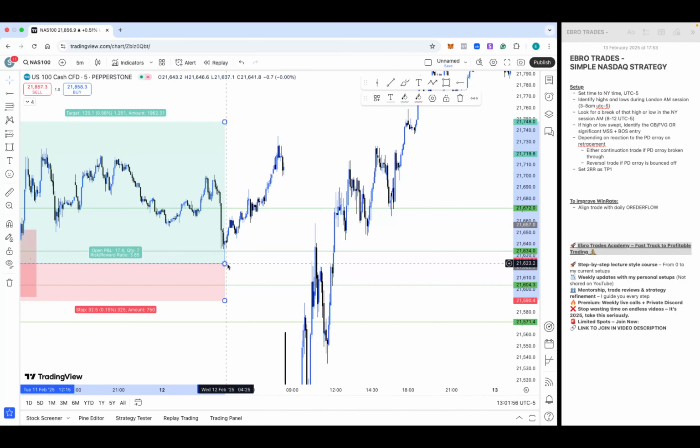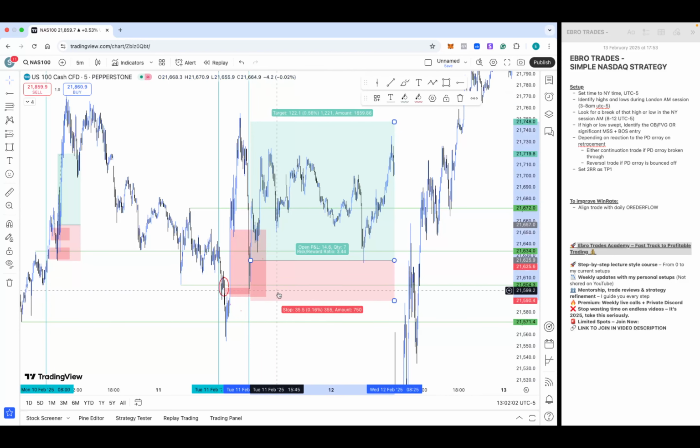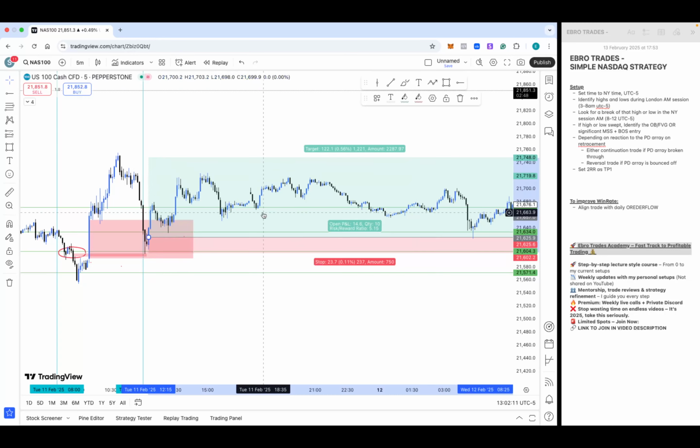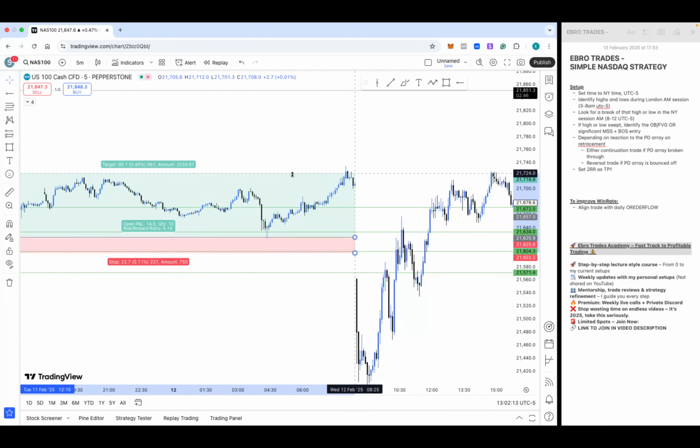Would you hit? No, you wouldn't have hit your TP. Well, you would have hit your TP if you moved your stop loss and made it slightly more conservative. So somewhere around here. You would have hit your TP after how much time? Let's see. Okay, it would have taken you a couple of hours to hit your TP.